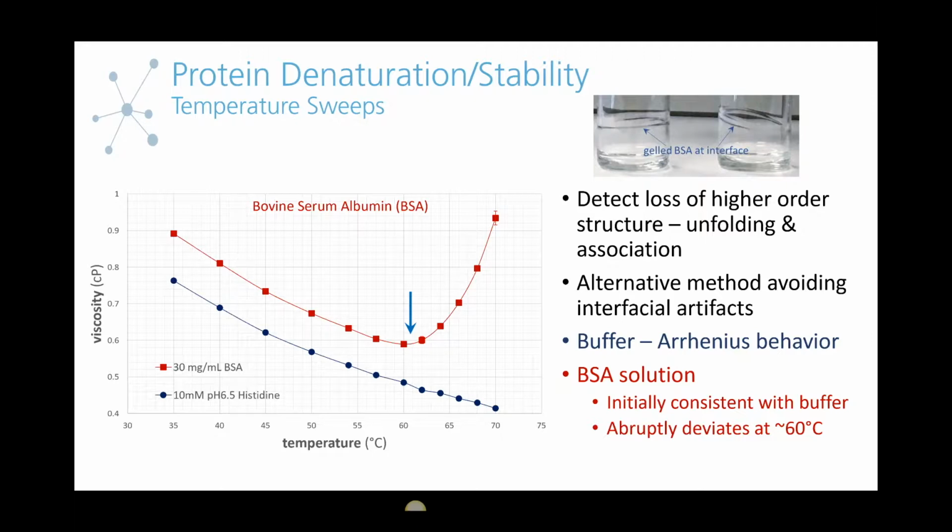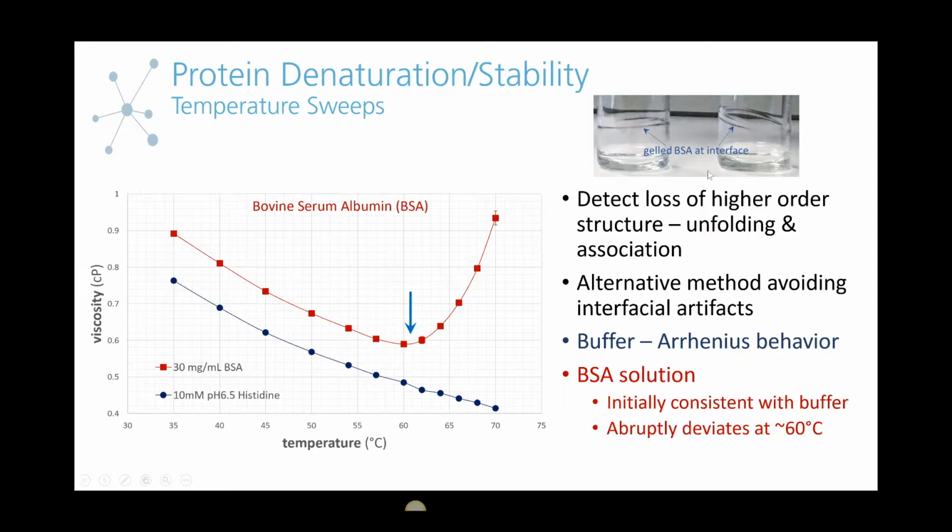And as I mentioned at the beginning, when we were talking about viscosity reflecting what's happening on the microscopic level, you can imagine that as the protein denatures and unfolds and then potentially associates with its neighbors, these changes in the microscopic behavior could then translate into changes in the viscosity. So that's why we're looking at this as a means of detecting this loss of the higher order structure and considering it as an alternative to other methods. And this one, as I mentioned before, is going to avoid the interfacial artifacts.